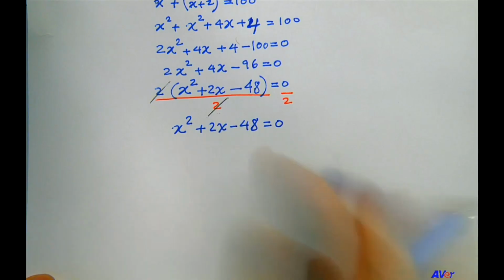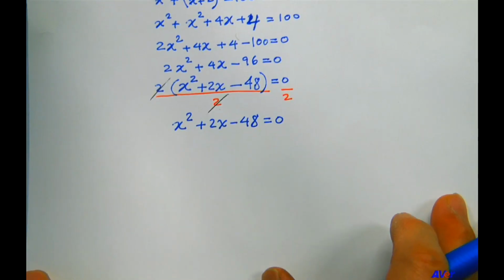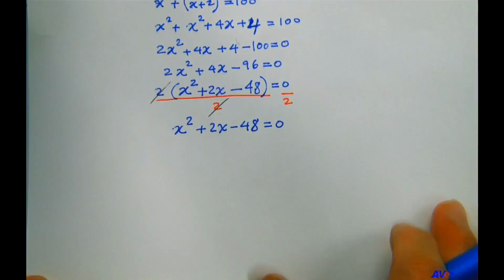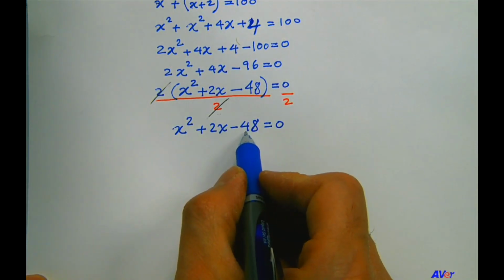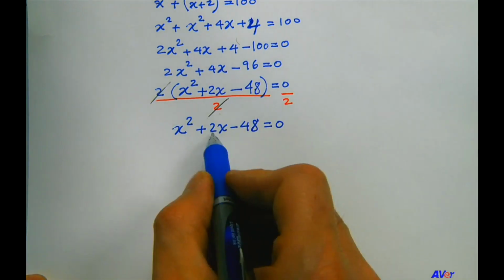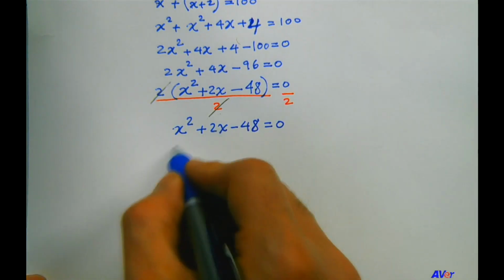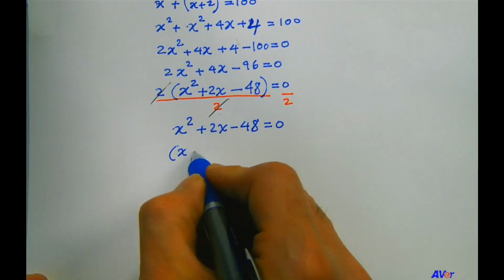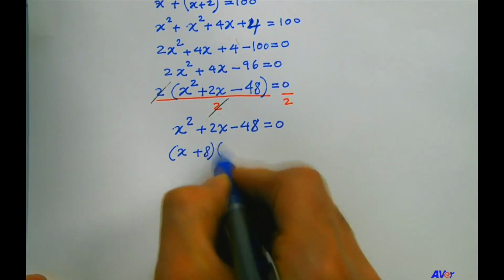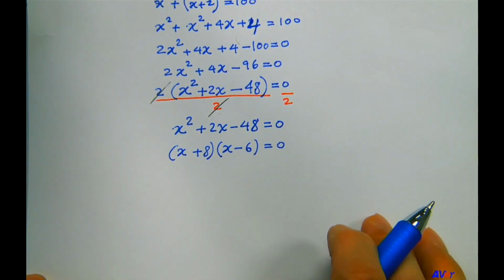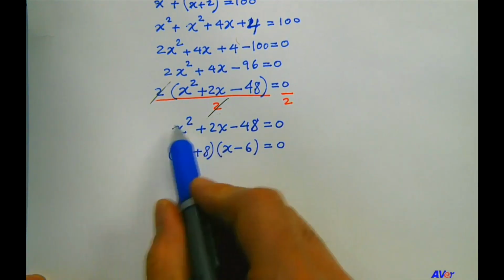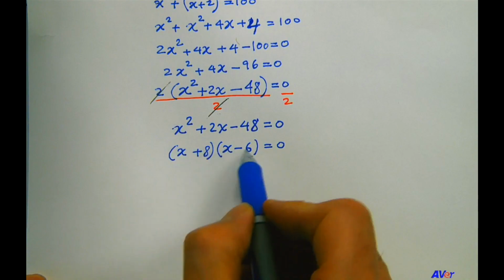Now, this is an easy quadratic equation to factor, right? It's what two numbers multiply to negative 48 and add up to positive 2. x plus 8 times x minus 6. Right? So x times x is x squared. 8 times minus 6 is minus 48.